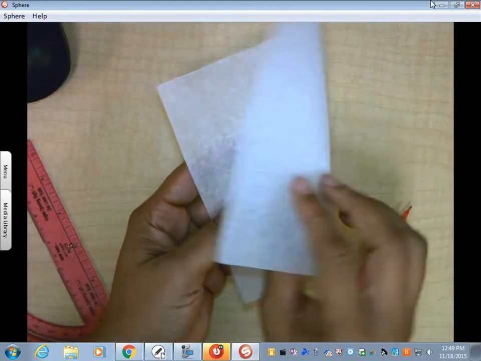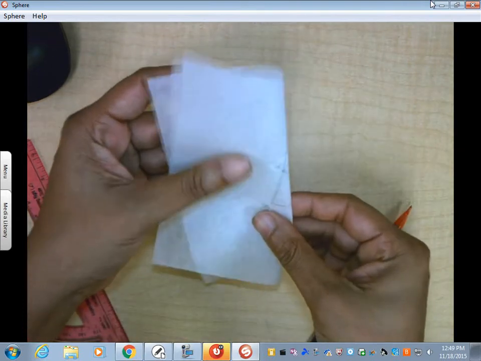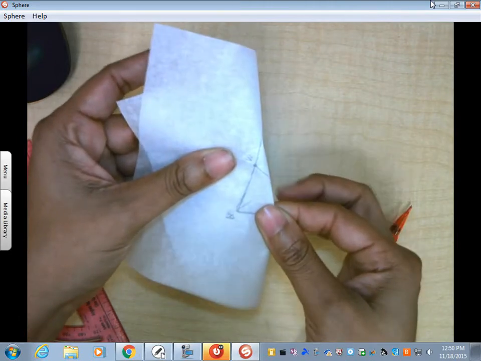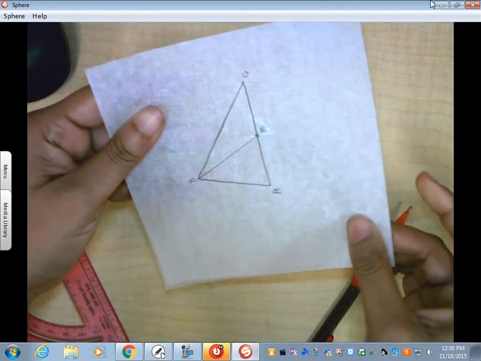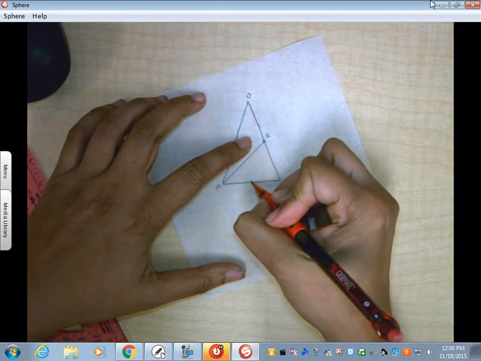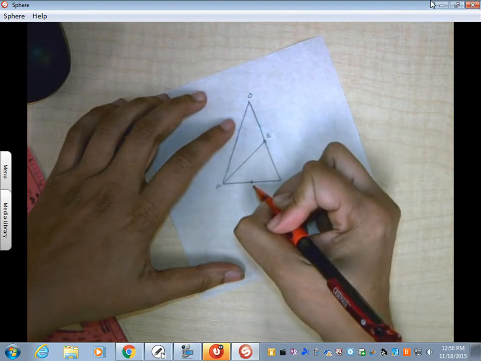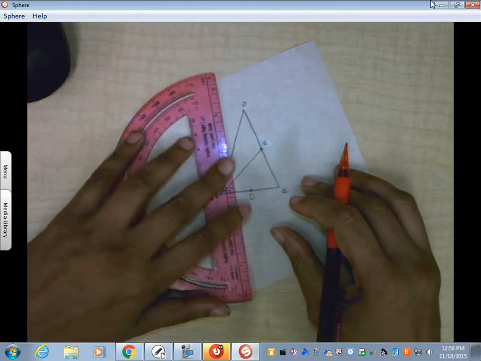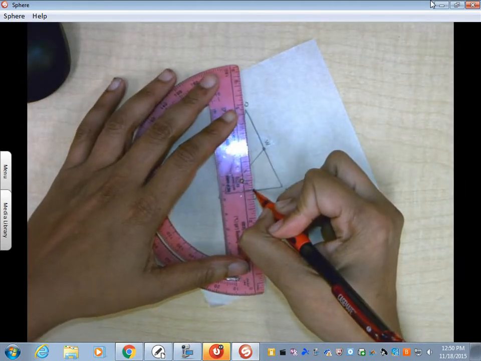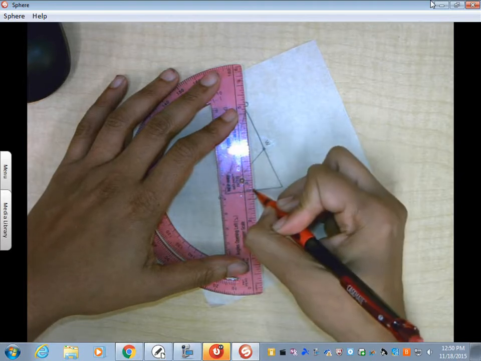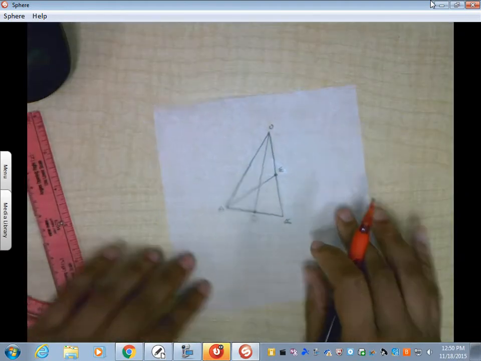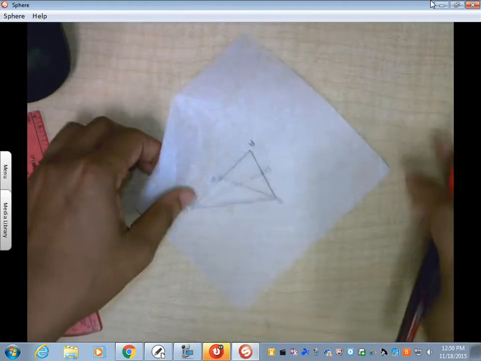I'm going to fold it over, just kind of roll it around here. Make sure A is on B. Kind of pinch it right there so I can see the crease. There's my midpoint. Let's label this one O. And then we're going to connect from the midpoint to the opposite vertex, which is C, like such. And we're going to do the same thing for BC.